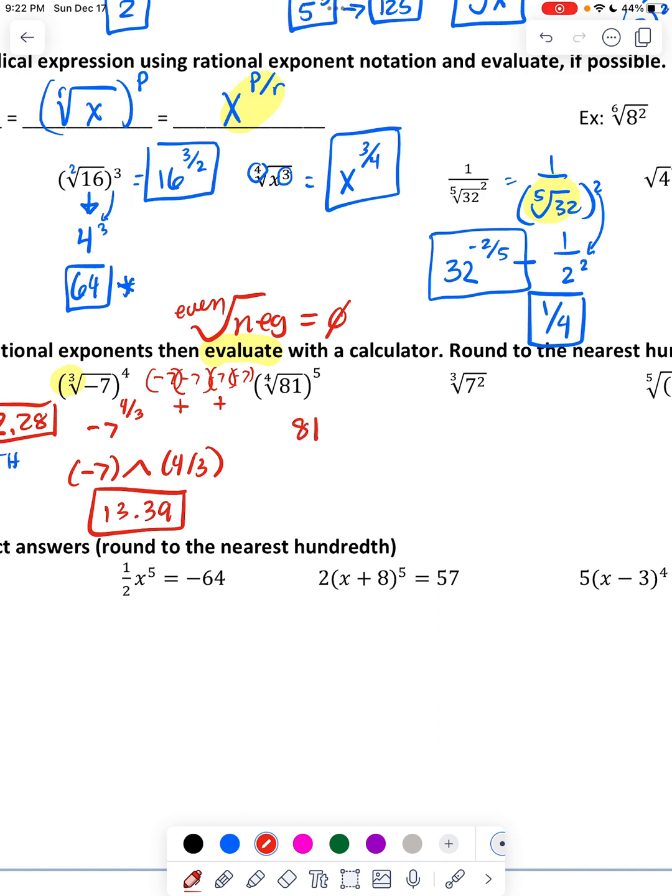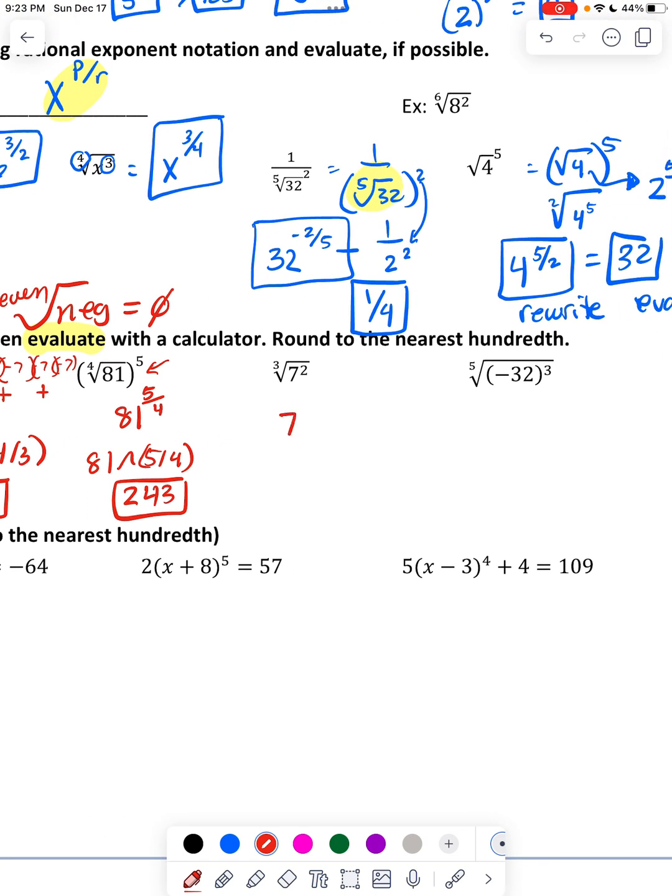Here I have 4 as the root because it's in the index spot and 5 as the power. So I either can type in 81 raised to the 5/4, which is what I would do, or I can figure out how to navigate, typing it in like this. Go ahead and try that. This one actually comes out whole. There's a 4th root of 81 you could find on your chart. So you actually get 243. This one you would have been able to do on the chart.